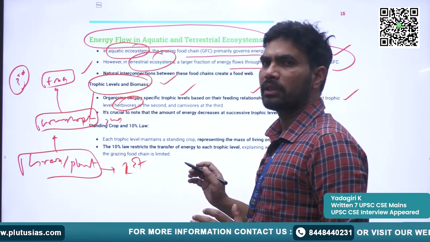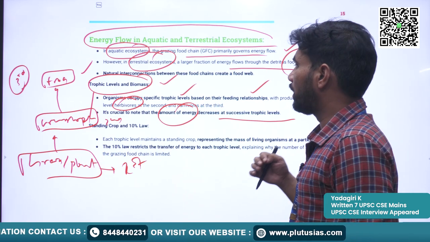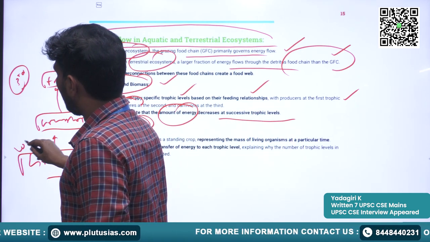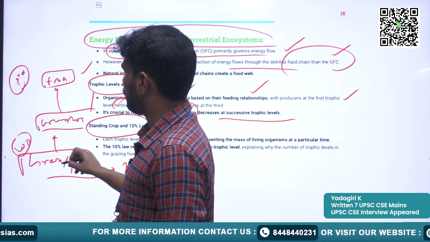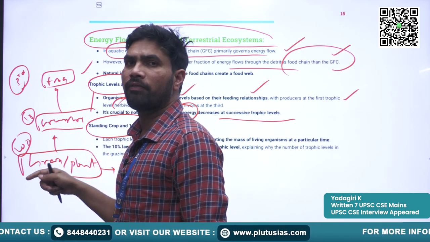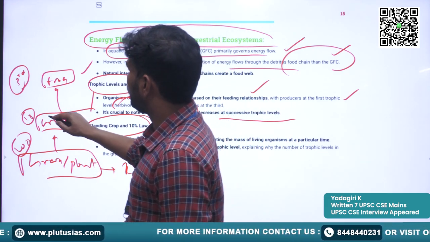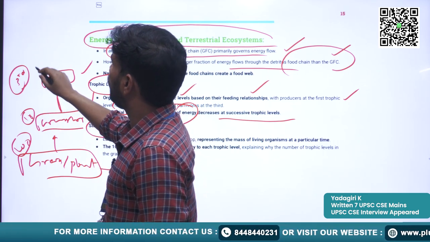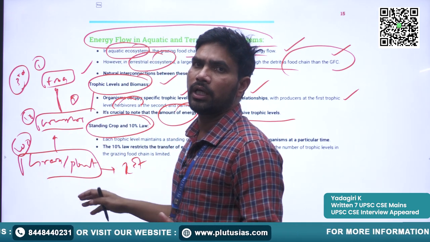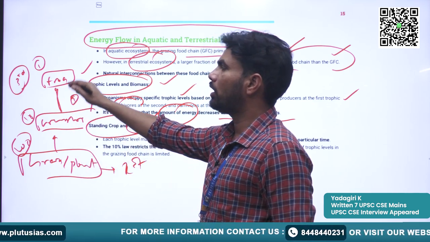The important aspect about trophic levels is that the amount of energy decreases at successive trophic levels. That law is governed by the decrease in energy. Let's say there are 100 units of energy. When the grasshopper consumes the grass, only 10 units of energy are transmitted. The other 90 units are involved in other processes and go as waste. Similarly, when the frog eats the grasshopper, only 1 unit of energy is transferred, and the other 9 units go as wastage. So the 10% law applies to all the trophic levels.